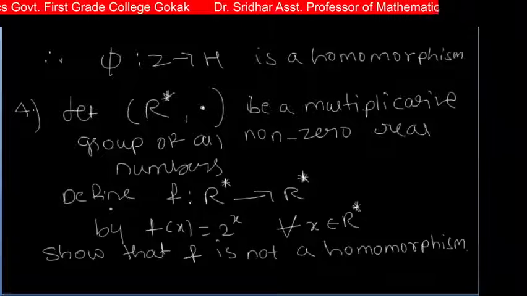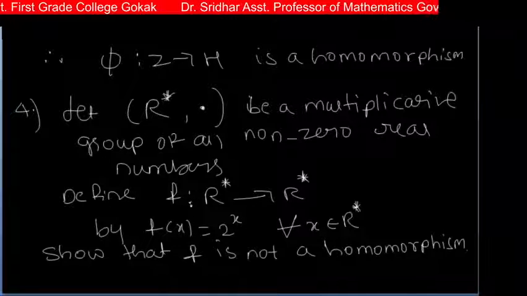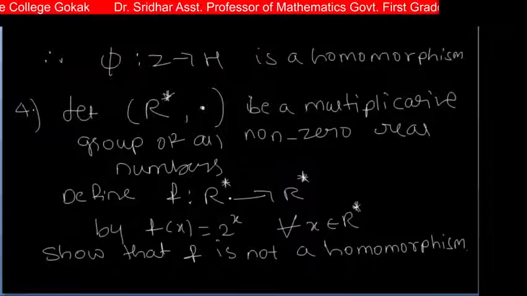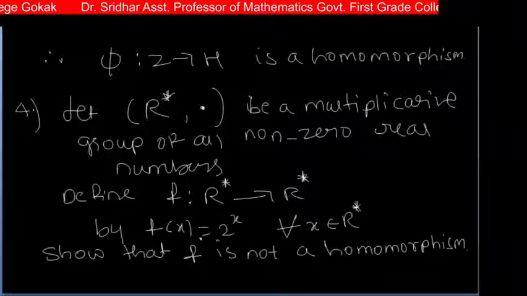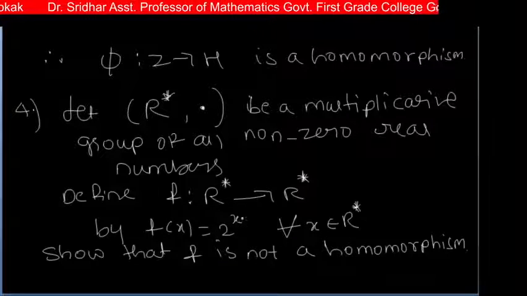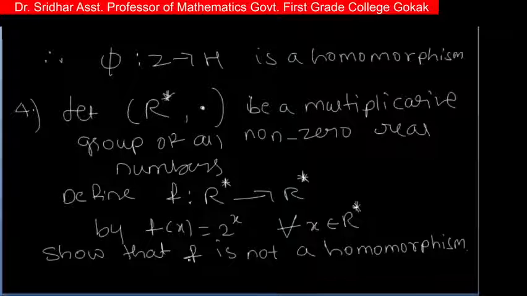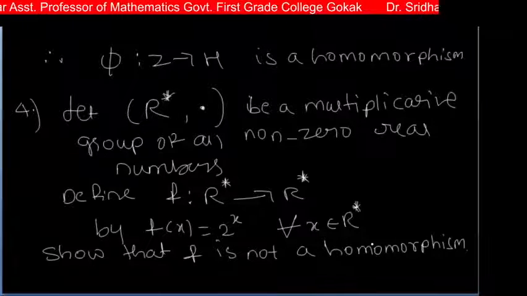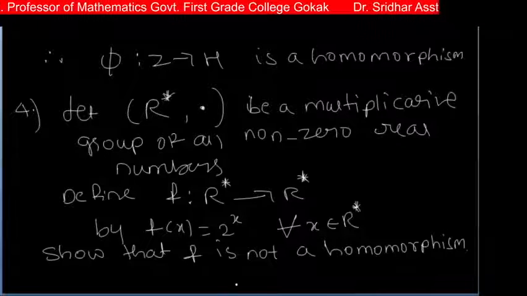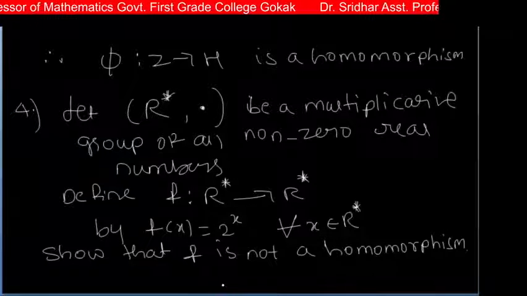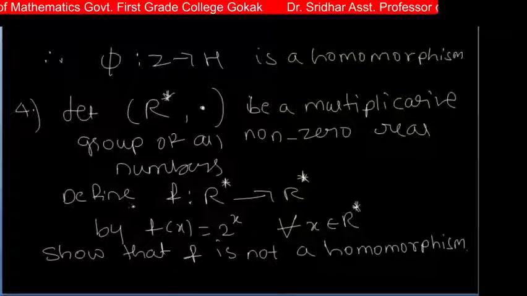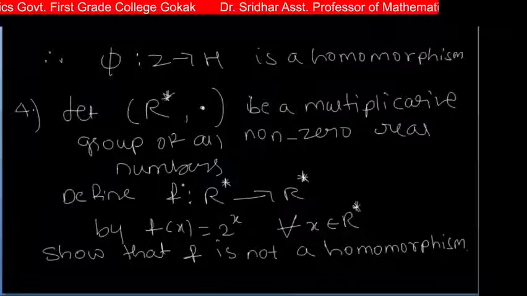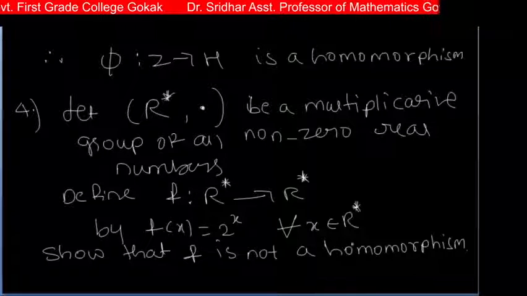Okay. Next, we define a mapping from R star to itself, that is R star to R star, by f of x is equal to 2 raised to x, for all x belongs to R star. Now what we have to show? Show that f is not a homomorphism. So this we have to show. So now I will give this as an exercise for you. So try to solve this problem and show that f is not a homomorphism.